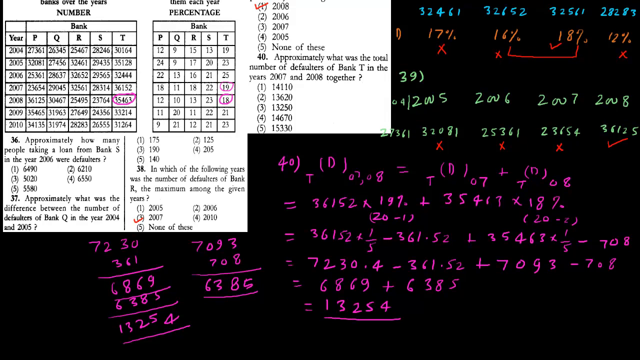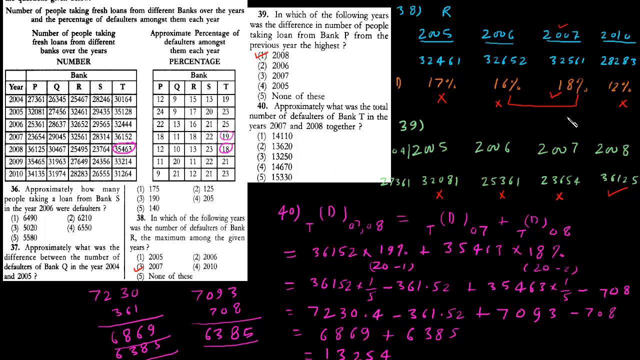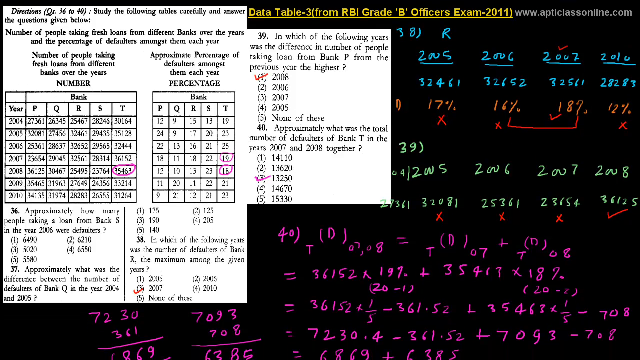So it is closer to which option? Let's see. 13254, 13250. This is closer to option 3. So in this way we have solved this example. We will see more examples in the next class.